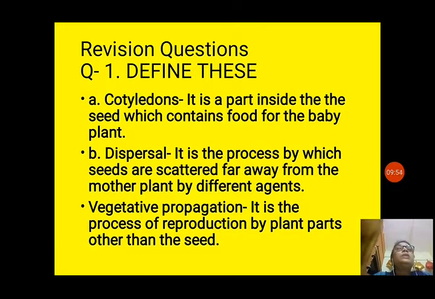First is cotyledons. It is a part inside the seed which contains food for the baby plant. I have explained earlier that baby plants, when they first start growing, take their food from the cotyledons.